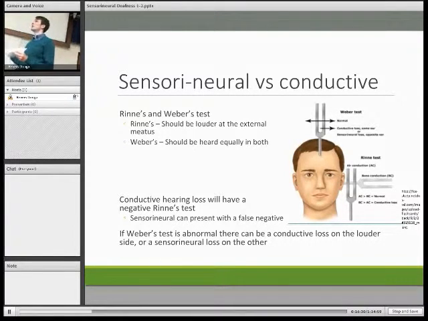Weber's test also has some confusion behind it, which is that if it's louder in one ear than the other, it doesn't necessarily tell you which ear the pathology is in, because if there's a conductive hearing loss, it will actually be louder in the ear with the conductive hearing problem, and that's due to some fairly debated quirks of the physics of sound. Whereas if it's sensorineural loss, it will be louder in the unaffected ear. So that's an important thing to note.